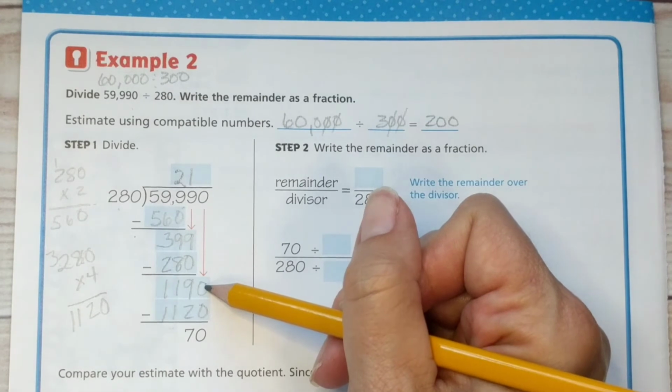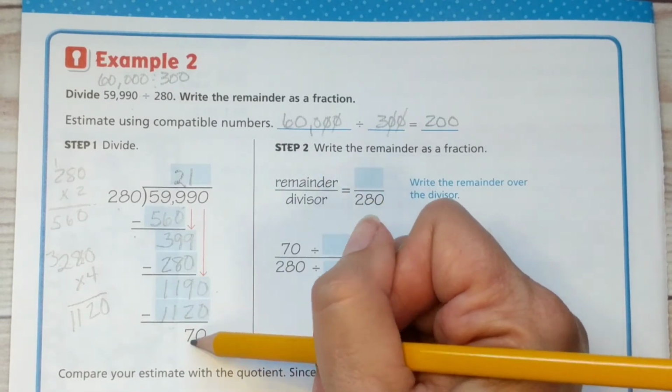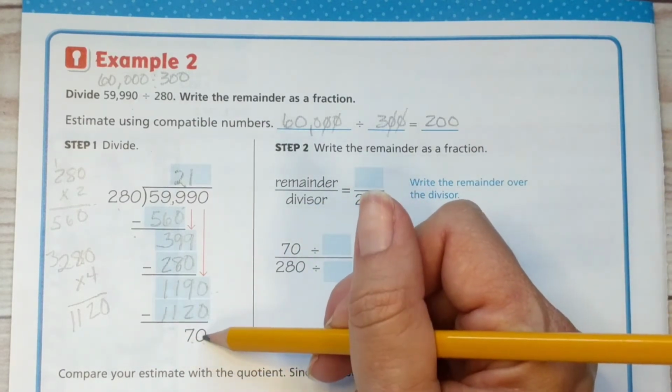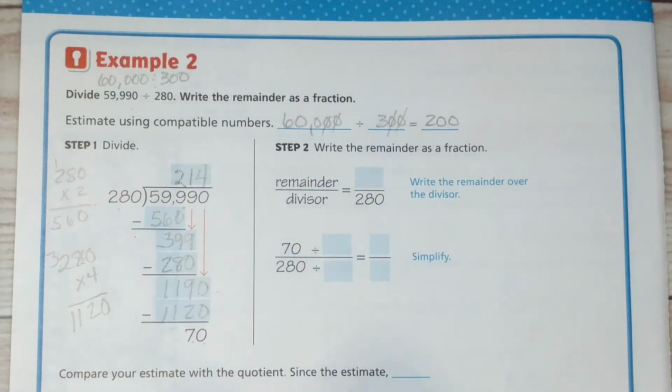Okay, so 0 take away 0 is 0. 9 take away 2 is 7. And then those are both zeros. So we have a remainder of 70. Oops, I forgot to put my 4 up here in the quotient. Sorry. So we have a remainder of 70.